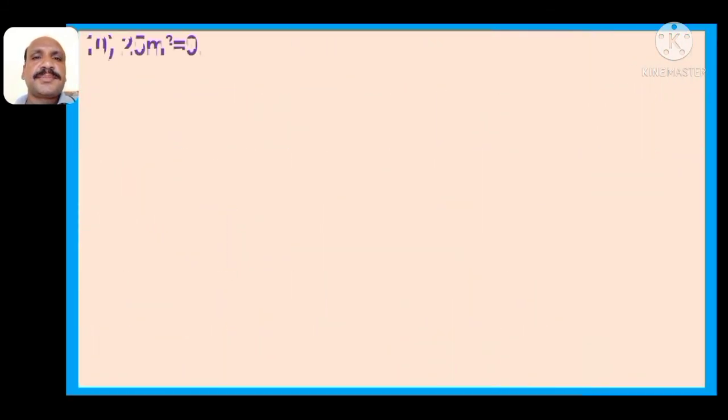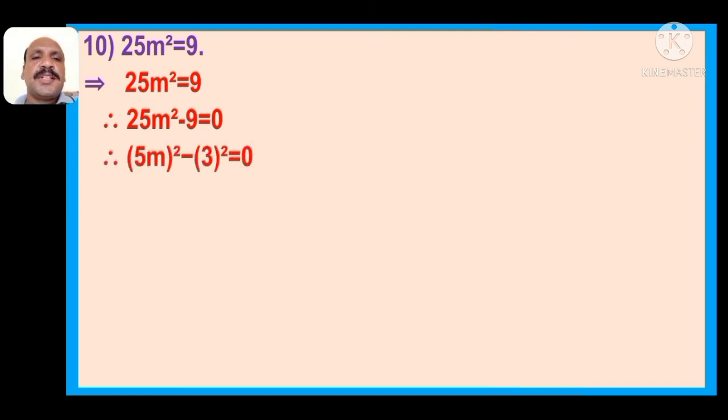Next, question number 10. 25m square is equal to 9. Write the given equation. 25m square minus 9 is equal to 0, which is also written as (5m) square minus (3) square is equal to 0, which is in the form a square minus b square, and the expansion is a plus b into a minus b.